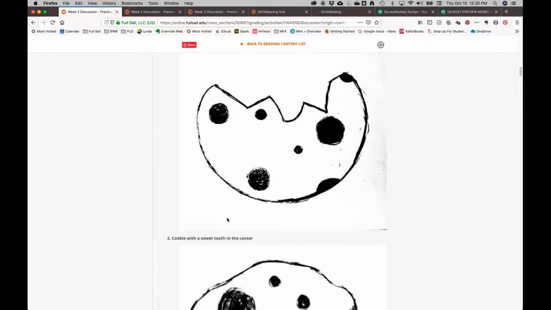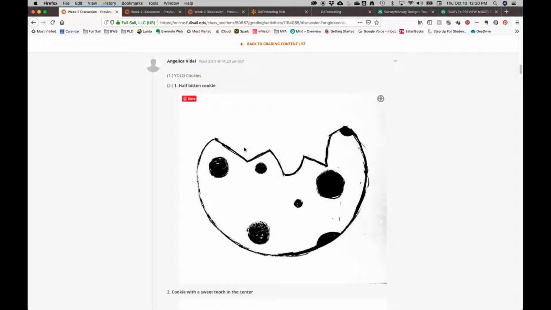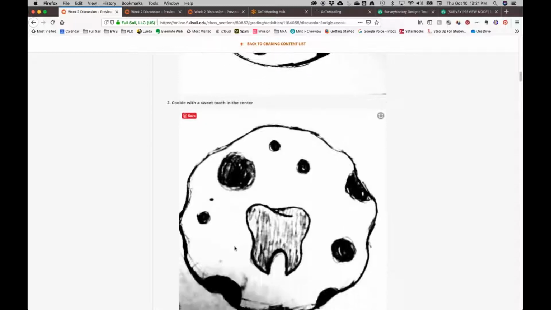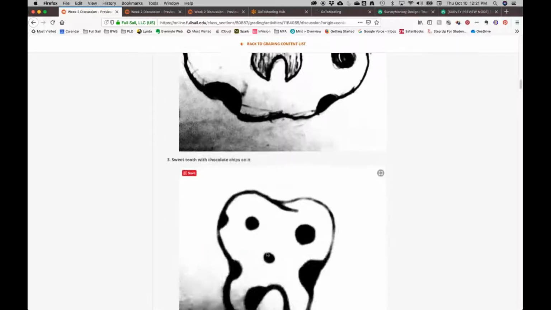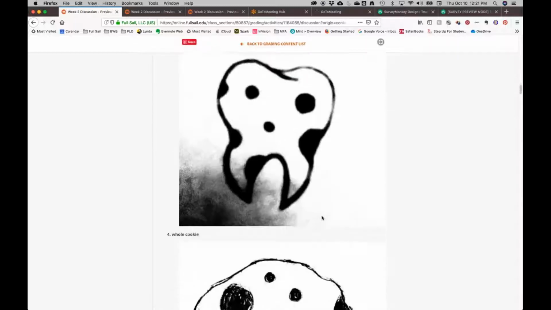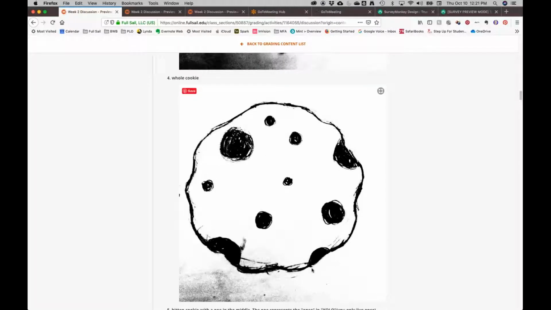All right, so this looks like a half-bitten cookie with the tooth in the center, a tooth that looks like a cookie. Here's a whole cookie.